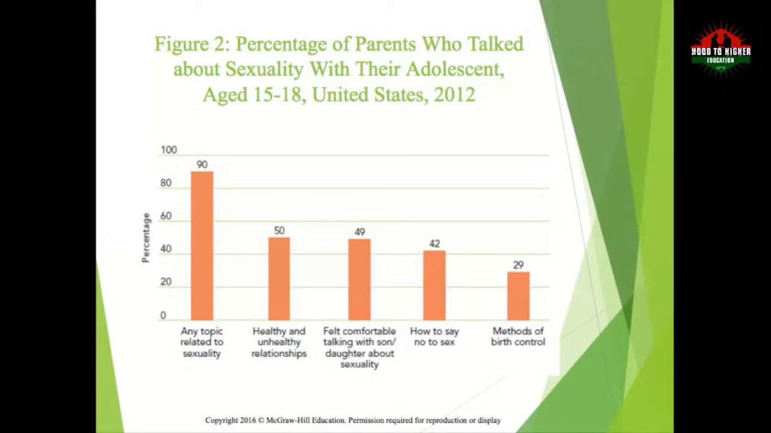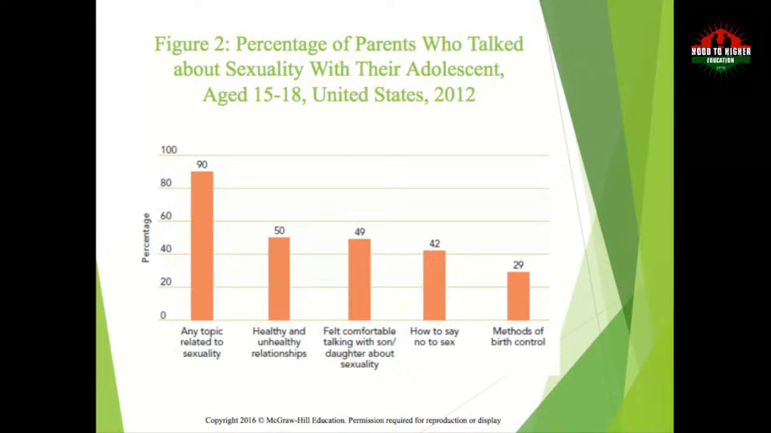So pause again, because this right here is a chart that shows the percentage of parents who talked about sexuality with their adolescents age 15 to 18. I remember my talk about sexuality with my dad. It wasn't very smooth. It was very awkward. But nonetheless, we had that talk. Now, they're saying about 90% any topic related to sexuality, okay?